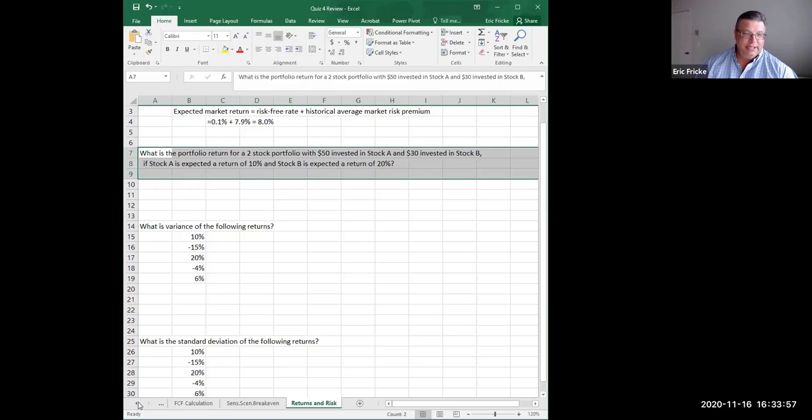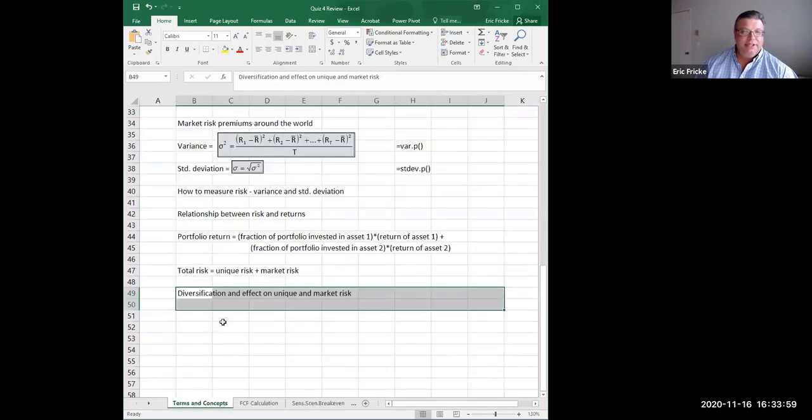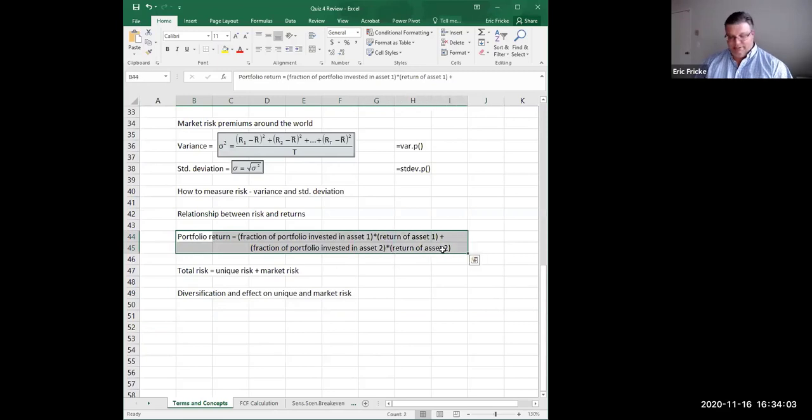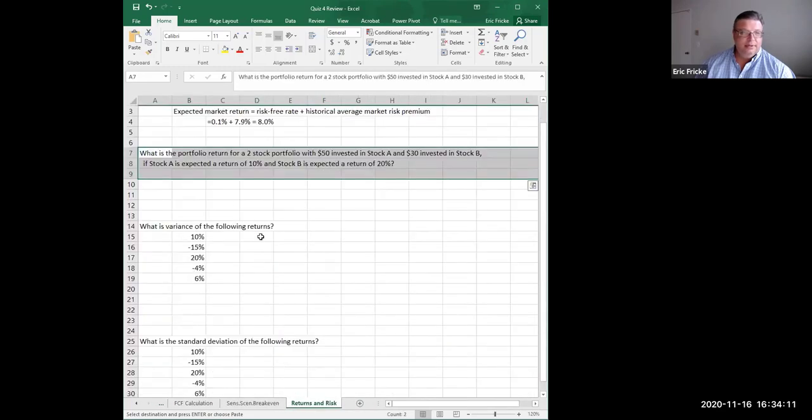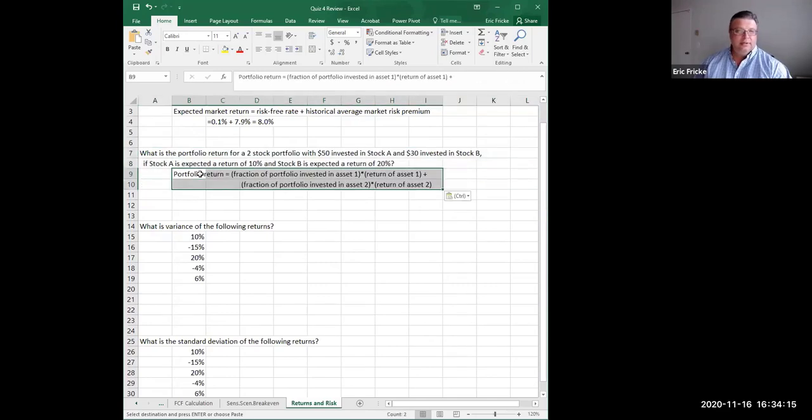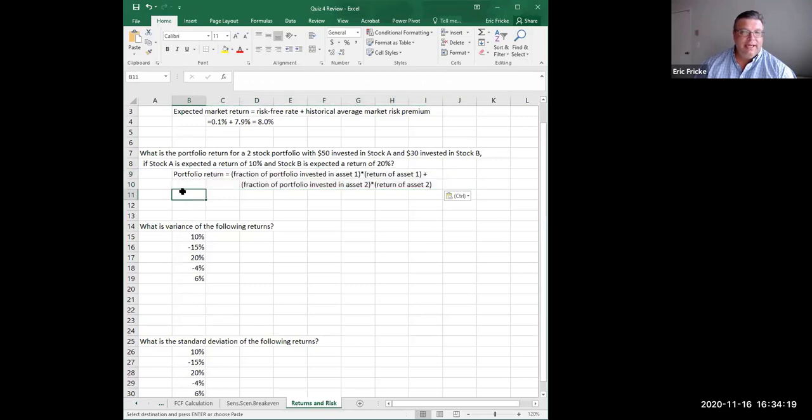Bear with me for a second. I'm just going to come over here and copy this. This was that equation that we talked about a few slides ago. So go ahead and work on this problem.